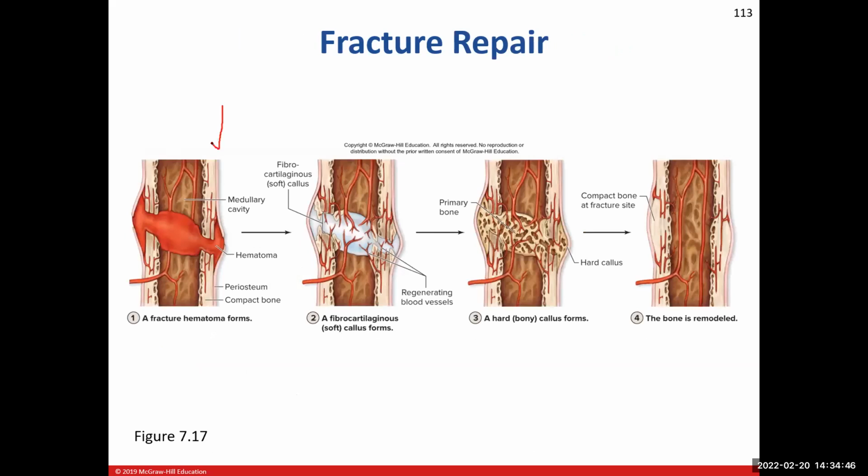We've fractured the bone, we've damaged the blood vessels in the periosteum and in some of the blood vessels that are within the bone tissue itself. And so blood fills that area of the fracture and we form what we call a fracture hematoma. Okay, so that's the first step.